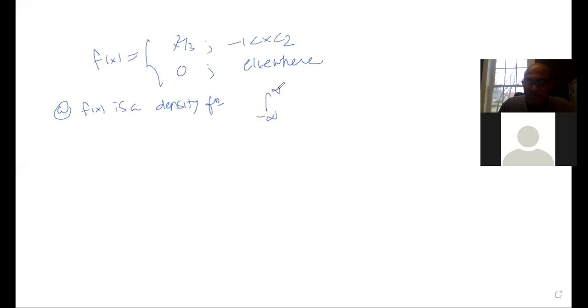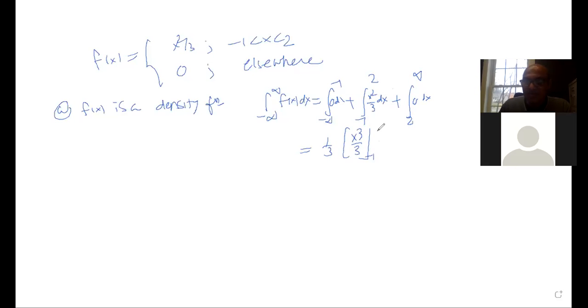So the integration from -∞ to infinity of f(x) dx is equal to the integral from -∞ to -1, plus -1 to 2, plus 2 to infinity. But we don't have anything outside, so this is 0, this is 0, and dx. Here I have the function x squared by 3 and dx. So that is equal to 1/3 out and x cubed by 3, and here it is from -1 to 2.